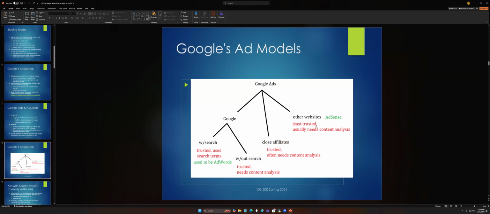All right. The other branch of this is stuff not shown on Google. So close affiliates and other websites. Well, close affiliates like YouTube, yeah, they're going to be trusted. They're all part of the Alphabet umbrella. They're not going to try to rip off Google, we hope. But again, ads shown along with videos do often need content analysis, and it often doesn't work that well.